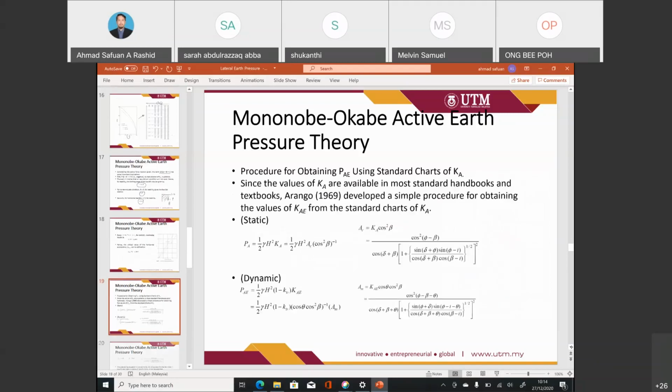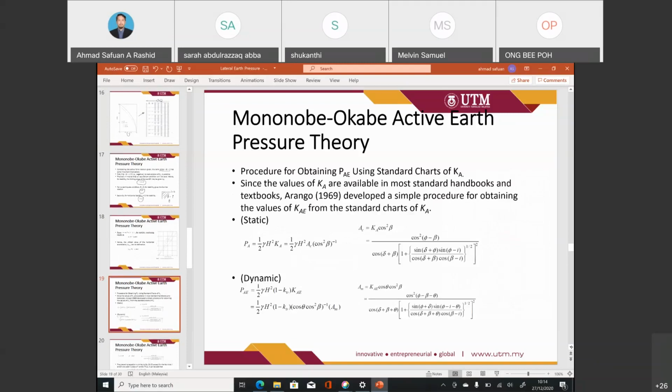Okay, so now we move to how to use the Mononobe-Okabe equation to determine the KA value, to determine the lateral load under dynamic conditions. Since the values of KA are available in most standard handbooks and textbooks, Arango developed a simple procedure for obtaining the value of KAE from the standard chart of KA.